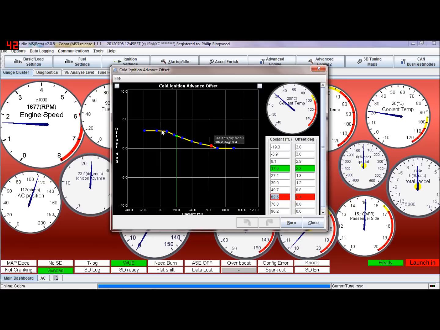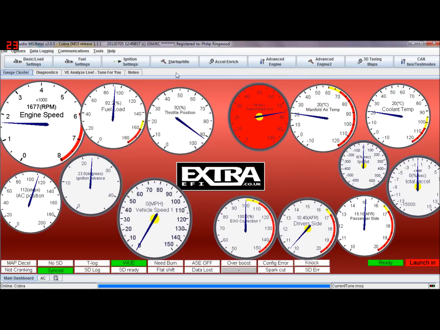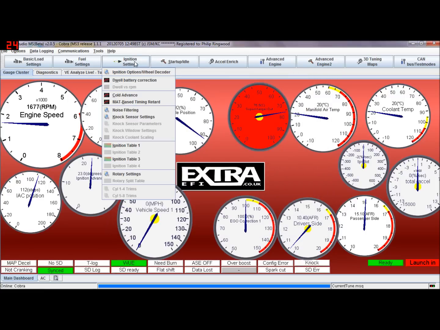So that just adds a little bit of advance to the whole ignition table. Don't mess about with this until you've actually got the whole engine tuned, that everything's tuned. These are settings that should be played about with once the engine's tuned, because otherwise you might find that your AFRs are a little bit out and you start getting too confused.